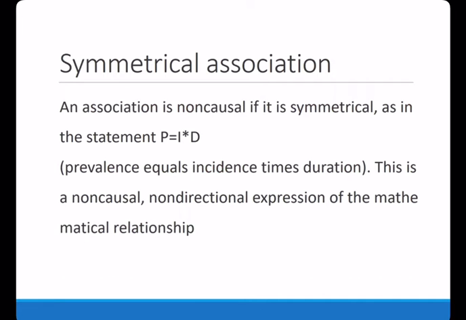Besides the asymmetric association, there is also symmetrical association. An association is non-causal if it is symmetrical, as in the statement P equals I multiplied by D, where P is the prevalence, I is the incidence, and D is the duration. This is a non-causal, non-directional expression of a mathematical relationship. Therefore, this is called a symmetric association.